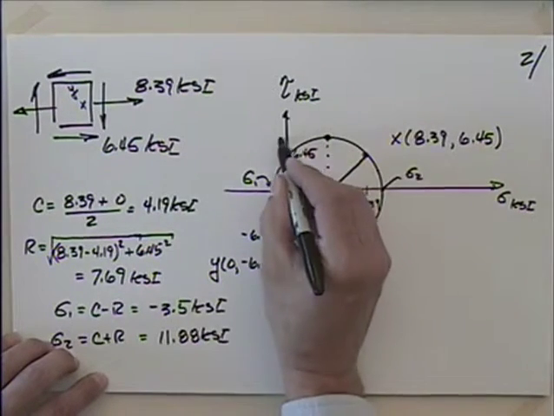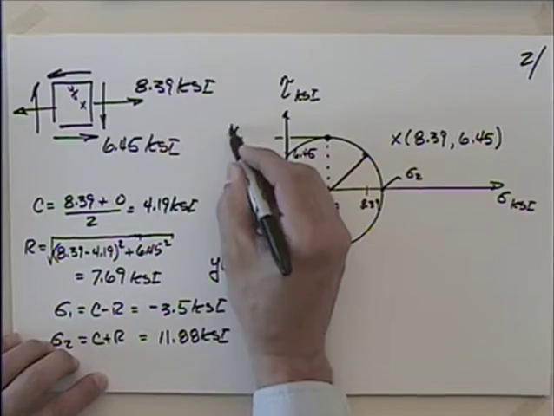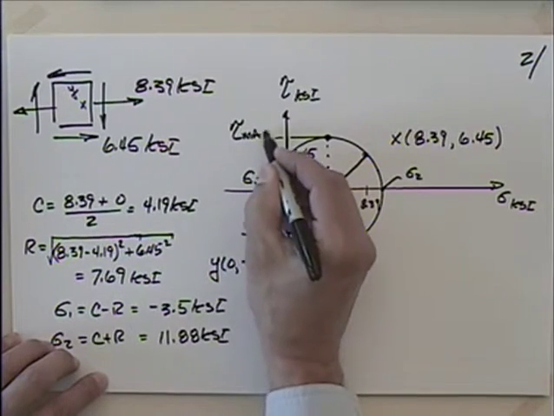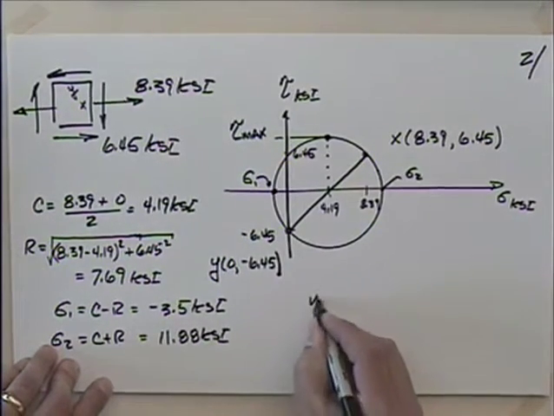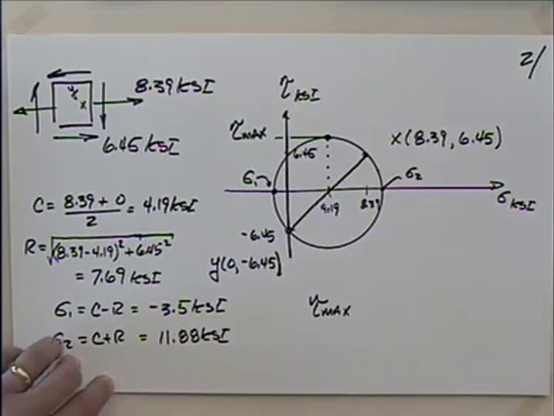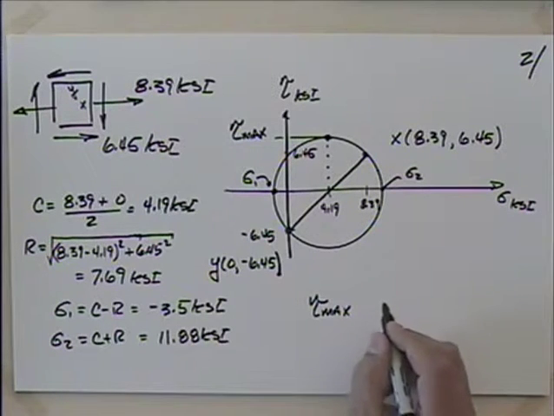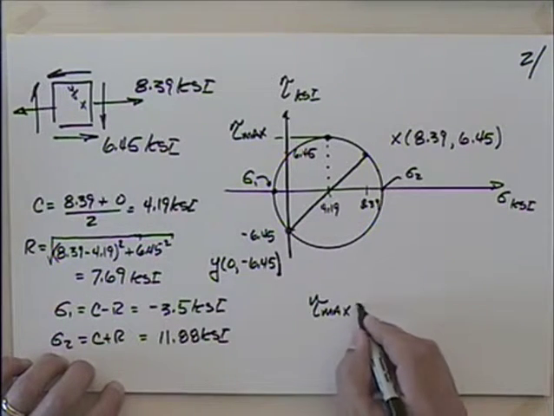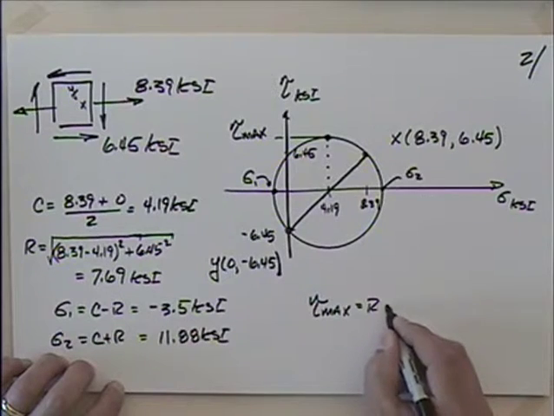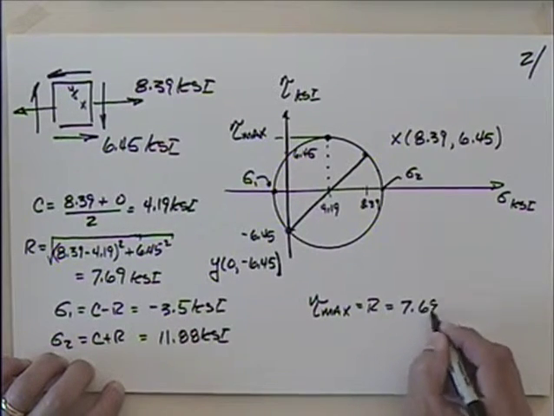What's that going to be there? Tau max. So tau max, the in-plane shear stress. I haven't talked about the absolute maximum because I don't know what's going on with Z, but if I talk about the maximum in-plane, that's just going to be equal to the radius. So I have 7.69 KSI.